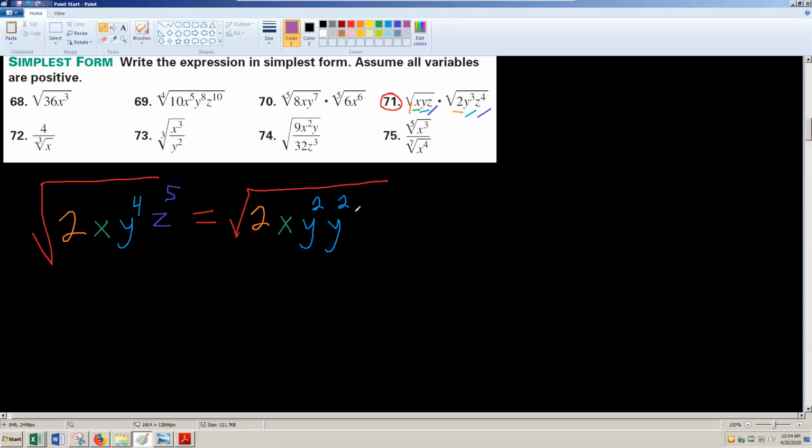The z, I'm going to split into z squared and z. So when I look at this thing, I'm going to say, okay, what is coming on the outside? I've got a y squared, a z squared, and a z squared. So on the outside, this is going to become y, z, z, and all these things are being multiplied. So just keep that in mind.